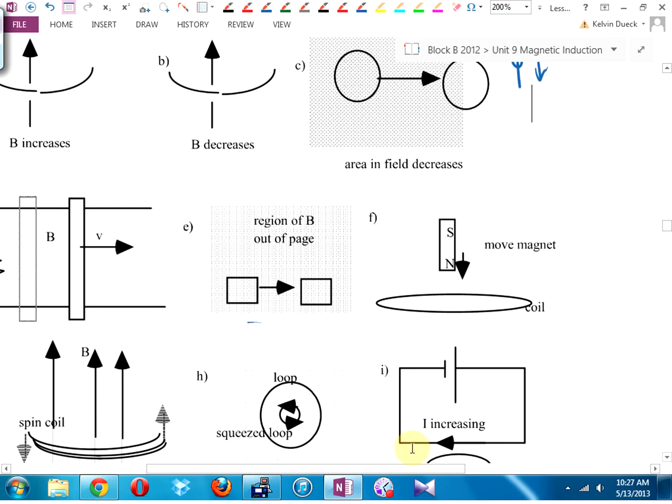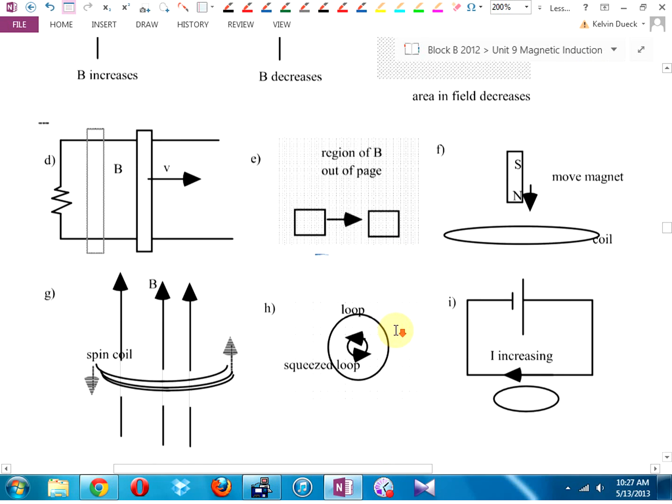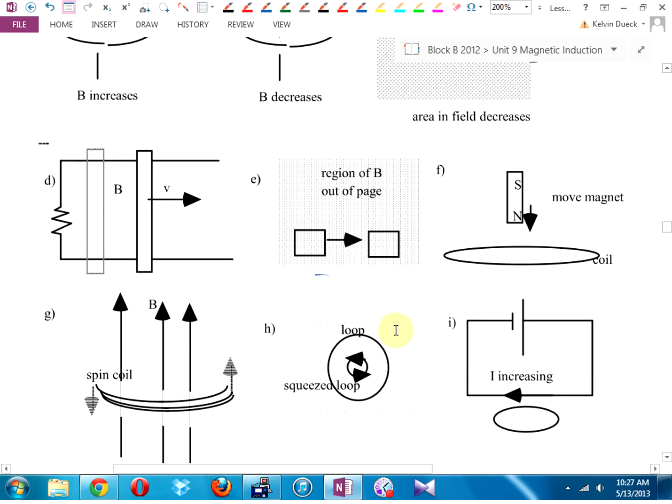Situation D we're going to come back to. Situation D is a bit trickier. Don't let me forget that. We'll talk about it at the very end. What about situation E, if you move from that location to that location? Or we could say your change in flux is 0, and therefore your current is 0. Nothing.